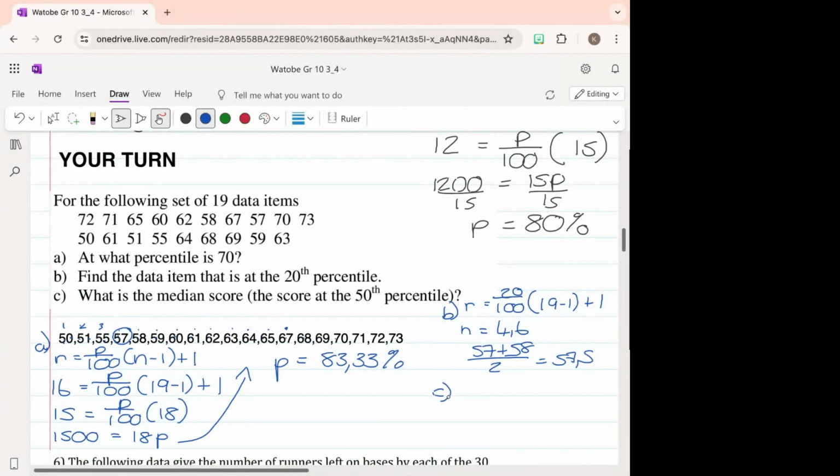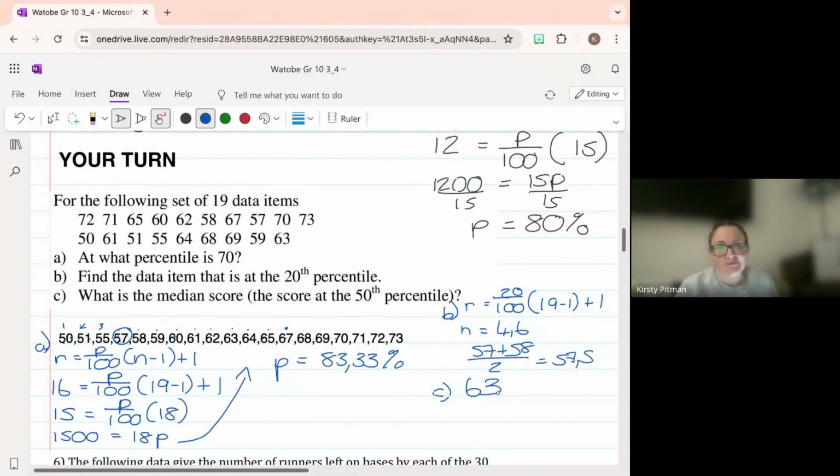And see, what is the median score? Now we can use the fancy formula, or we can just find the middle value. What's the middle value of the 19 terms? The electricity is back on at my house, guys. All right, so I've got 19 terms. 19 divided by 2 is 9,5. Yes, and there was light, Narisha, exactly. So I've got 1, 2, 3, 4, 5, 6, 7, 8, 9. It's going to be 63.